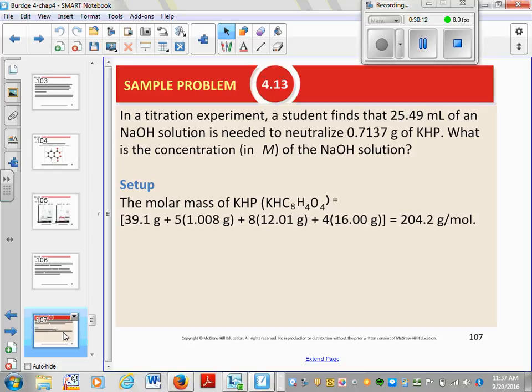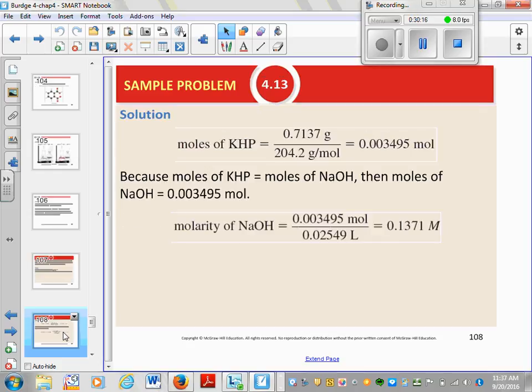So the moles of KHP would be the 0.7137 grams divided by the molar mass. We end up having 0.003495 moles. Well, to neutralize that, we need the same number of moles of sodium hydroxide. So we need 0.003495 moles of sodium hydroxide.